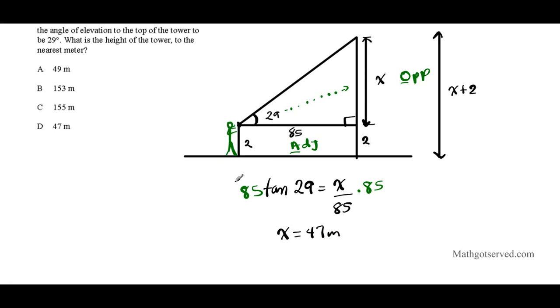So is that a correct answer? Is the answer option D? Absolutely not. Remember, we need to add the height of the transit to x to get the height of the tower. Okay, so the height of the tower is basically 47 plus the height of the transit, which is 2. So our final result will be 49. So the answer to this is option A. All right, so there you have it.